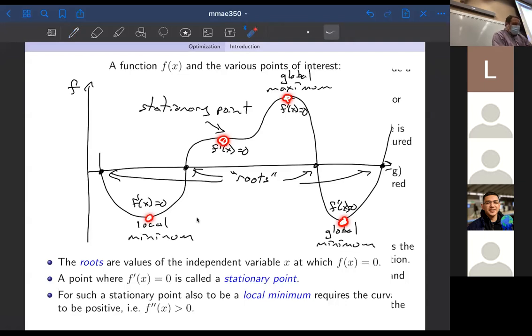To distinguish between a stationary point like this versus a stationary point like this, which is truly a minimum, we have to look at second derivatives. So I have to look at the curvature. Here, the curvature would be 0 because it's flat. Here, the curvature is positive. It's concave up. So it's a minimum. Here, it's a maximum, so it's concave down, and the curvature, the second derivative, is negative.